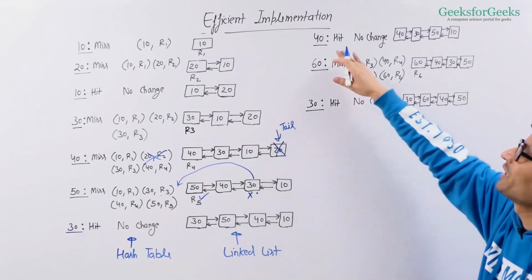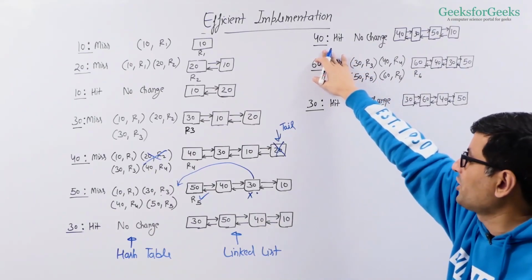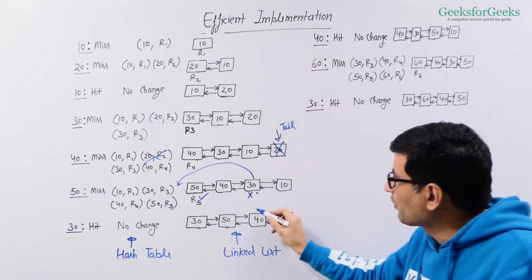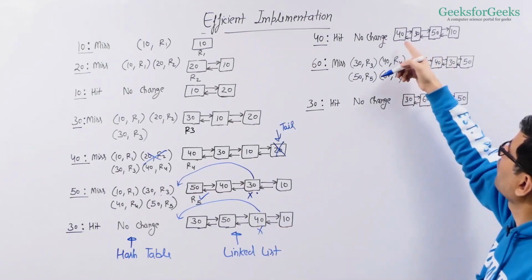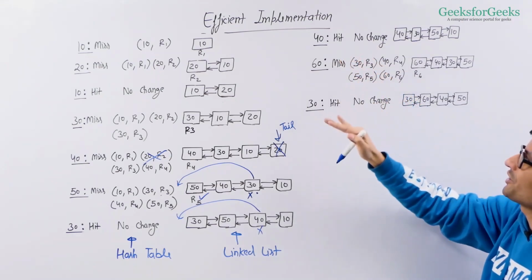Let's now process our next item, 40. When we process 40, it's a hit. 40 is already there in the cache. So what are we going to do? We are going to move 40 from here to here, right? And we are going to remove it from here. So we move 40 here, and whenever there is a hit, there is no change in the hash table.